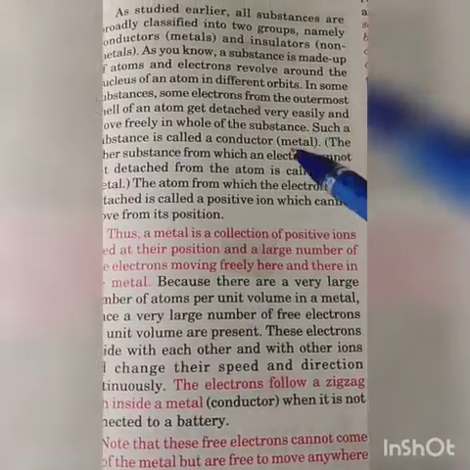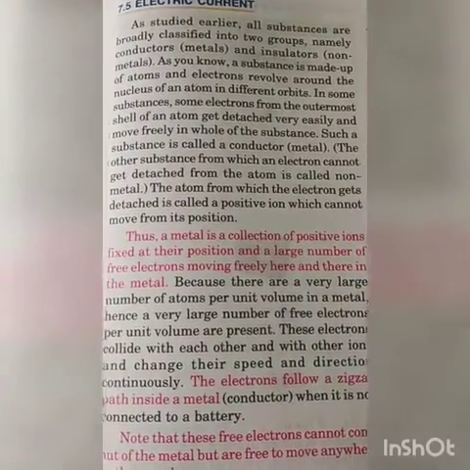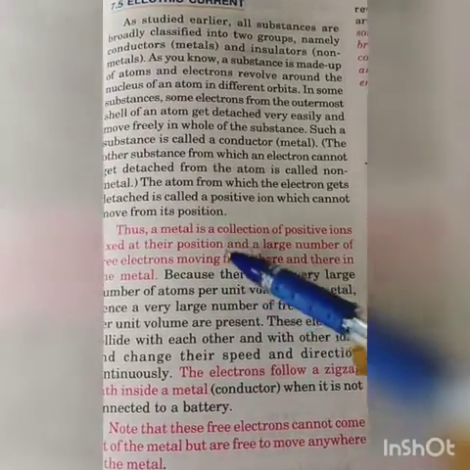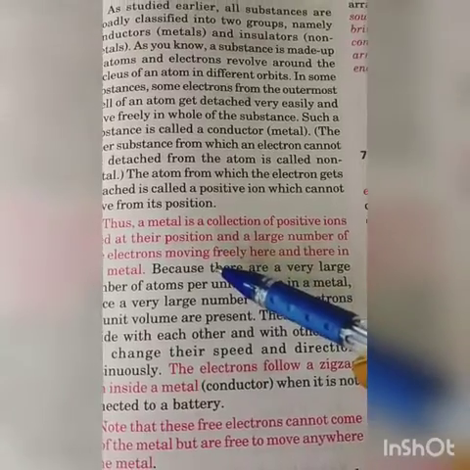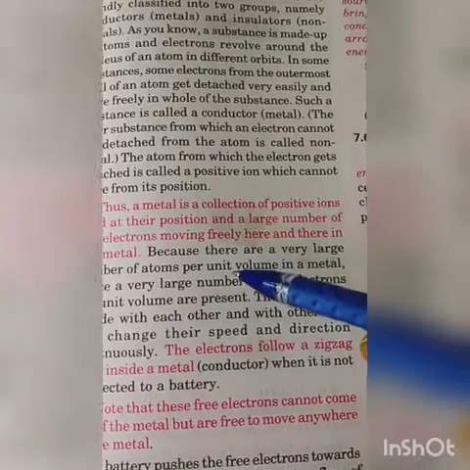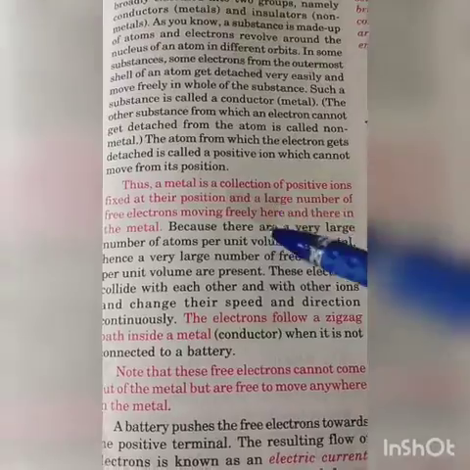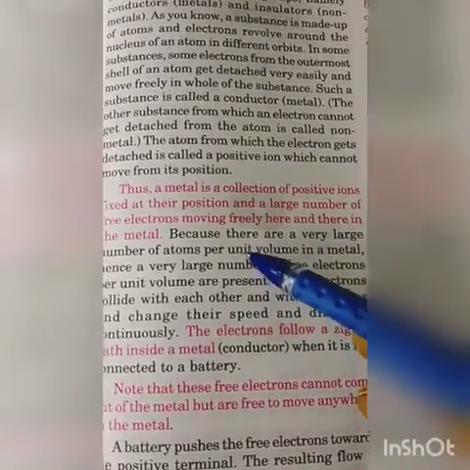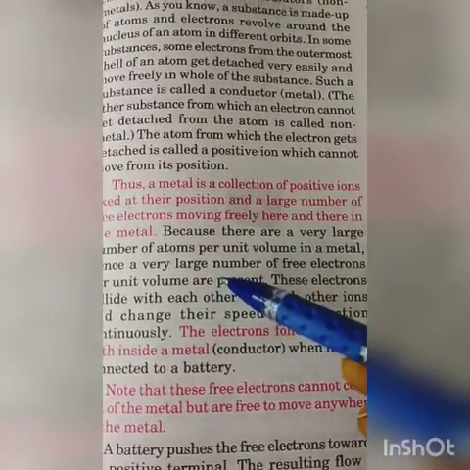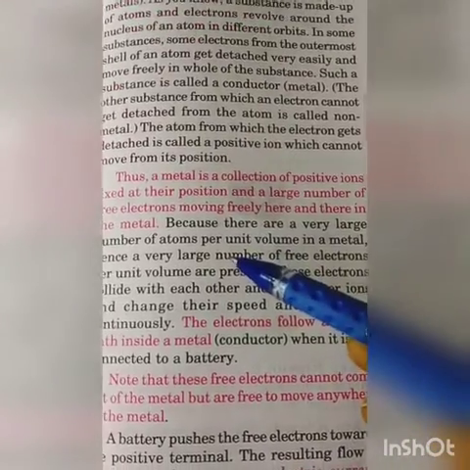Metals are good conductors of electricity. So metals have positive ions in the nucleus, and the electrons revolve around it, and they are free to move here and there. Within the metal they cannot go outside, but they move within the metal in all directions. There is not a set direction for them. So they move in all directions.